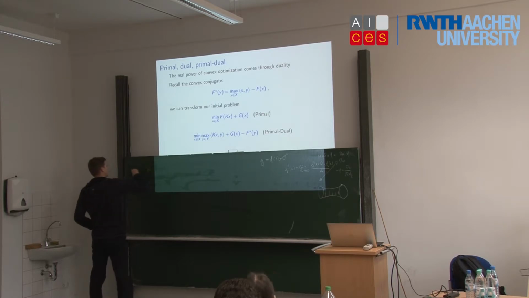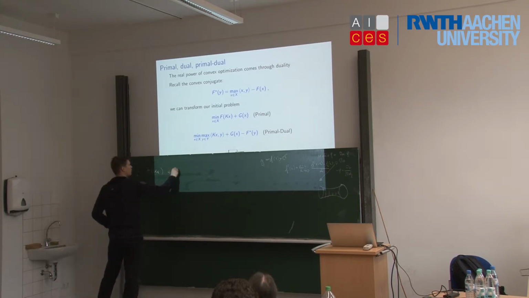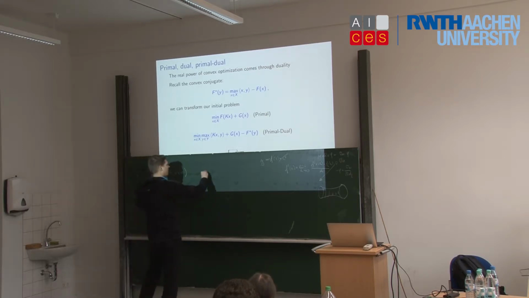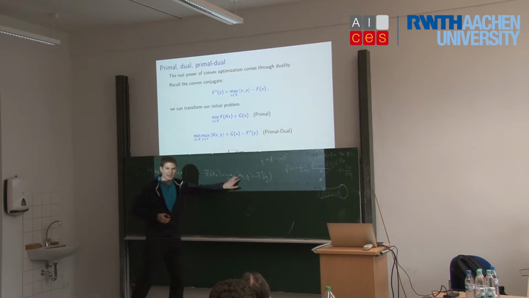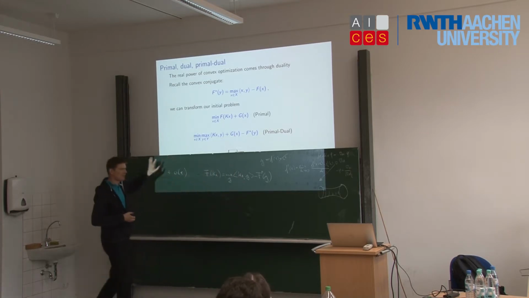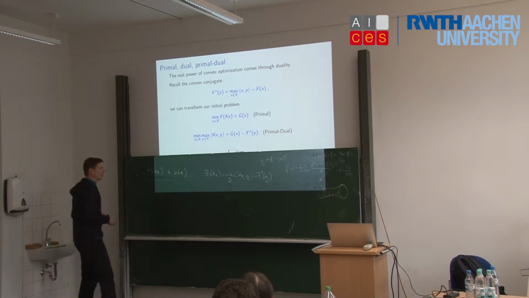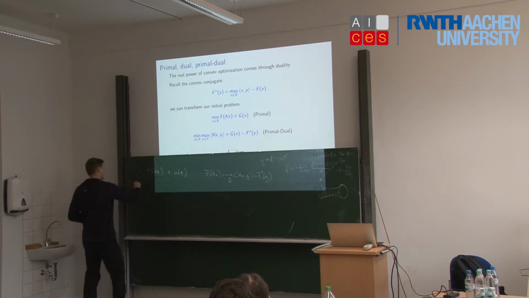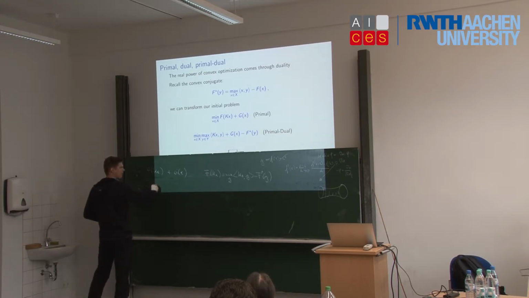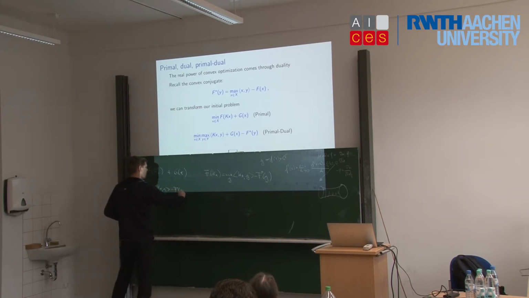So I start with min over x of f of kx plus g of x. And now I have the definition that f of kx is the maximum over y of kx times y minus f star of y. So here the variable is called kx. So k doesn't disturb me, just k times x is the variable where I do this transformation. Then I just replace this thing with this part. So I get min over x, max over y, of kx times y minus f star of y plus g of x.